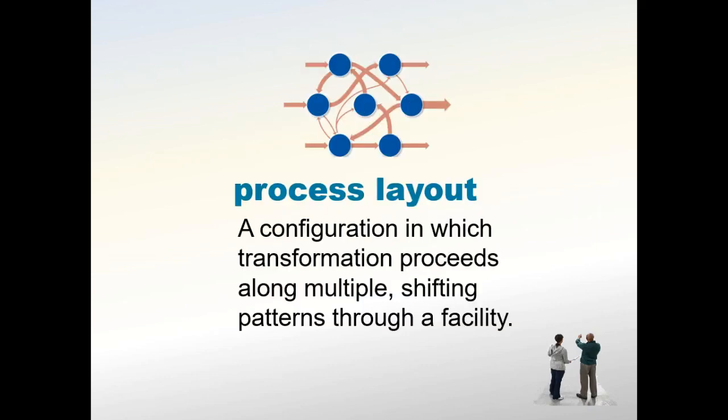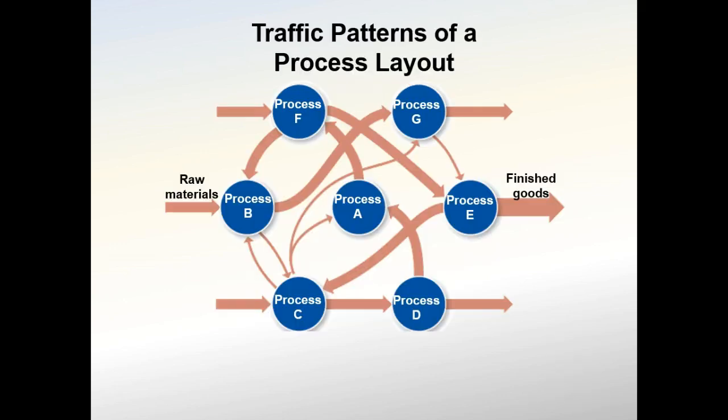And the opposite of a product layout is a process layout, organized around processes instead of a certain product. A process layout is a configuration in which transformation proceeds along multiple shifting patterns throughout a facility. And as figure 6.9 suggests, there is no single standard traffic pattern within a process layout. Each unit of the product moves between processes according to its unique requirements. Thus, process layout best supports make-to-order strategies, creating customized output on demand from the client.